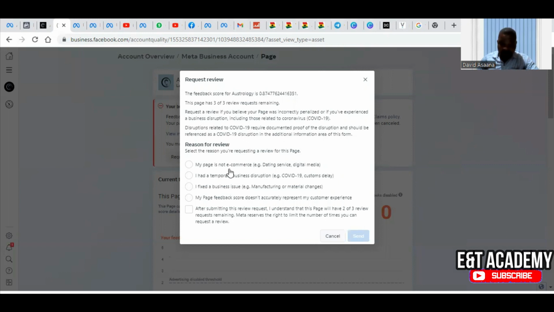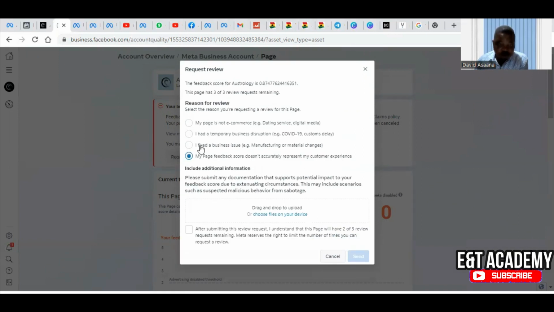Then if you go below, you see, select the reason why you are requesting a review for this page. You have: my page is not e-commerce, for example dating service or digital media; I had a temporary business disruption, for example COVID-19 or any other disaster; I fixed a business issue, manufacturing or material changes. So that is if you had an issue in relation to that. Then: my page feedback score doesn't accurately represent my customer experience. So we can choose one of them. So we have to select one of the reasons.